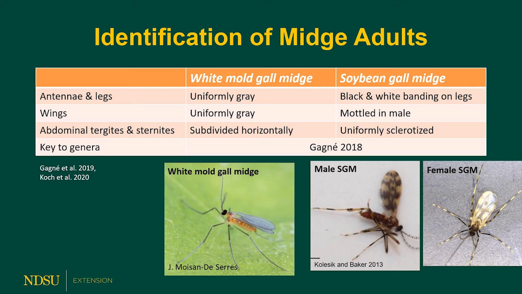For separation of the adult midges by species, the white mold gall midge has gray antenna, legs, and wings, as you can see in the picture. And the abdominal tergites and sternites are subdivided horizontally. For the soybean gall midge, there's white and black banding on the legs. For the male, the wings are mottled. And the abdominal tergites and sternites are uniformly sclerotized.